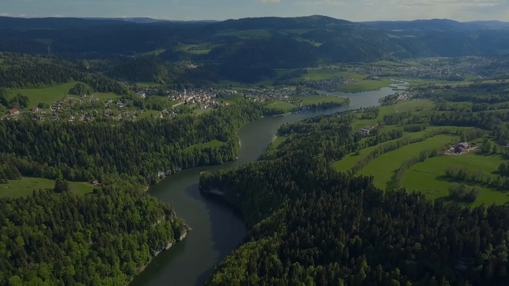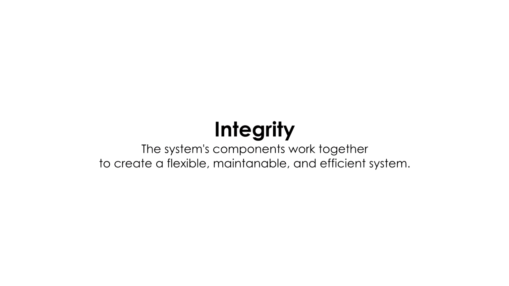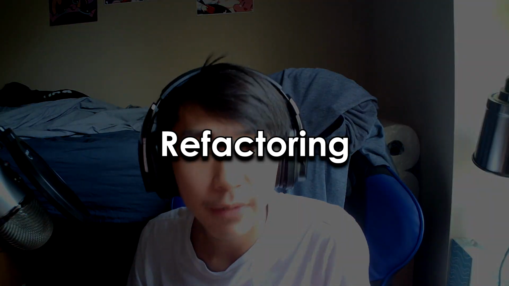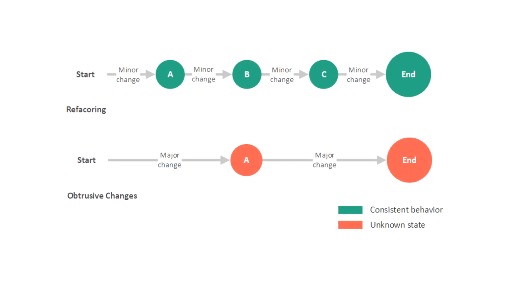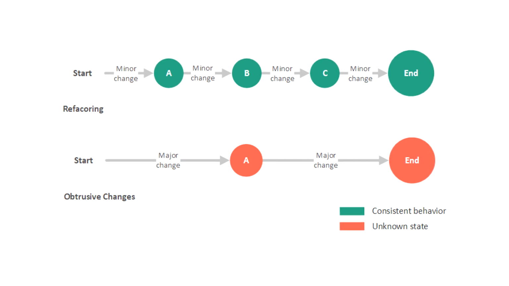Number 6 is to build integrity in. Integrity means that the system's components work together to create a flexible, maintainable, and efficient system. One of the best ways to ensure this is refactoring, which is all about keeping it simple, keeping it clear, and minimizing features in the code. Make sure that at every step of the way, quality is ensured through testing and making sure the system does what the customer expects it to do.